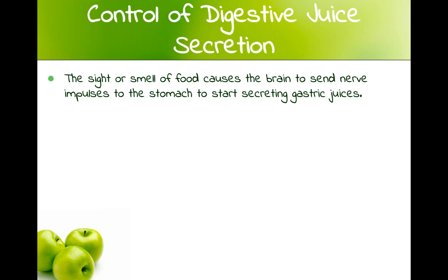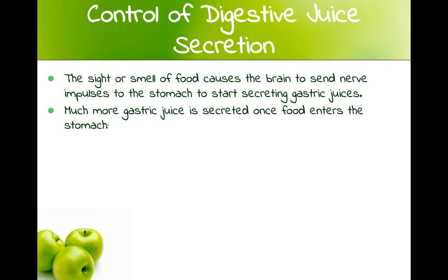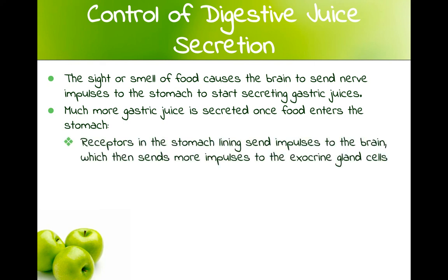If you see food or you smell food, the brain sends nerve impulses to the stomach to get it to start secreting gastric juices. Then as soon as the food actually enters the stomach, that sends a signal for even more gastric juice to be secreted. This happens because receptors in the stomach lining respond to the presence of food and send impulses to the brain. The brain sends back impulses to those exocrine glands so that they start producing all the digestive juices that are required to break down the food.